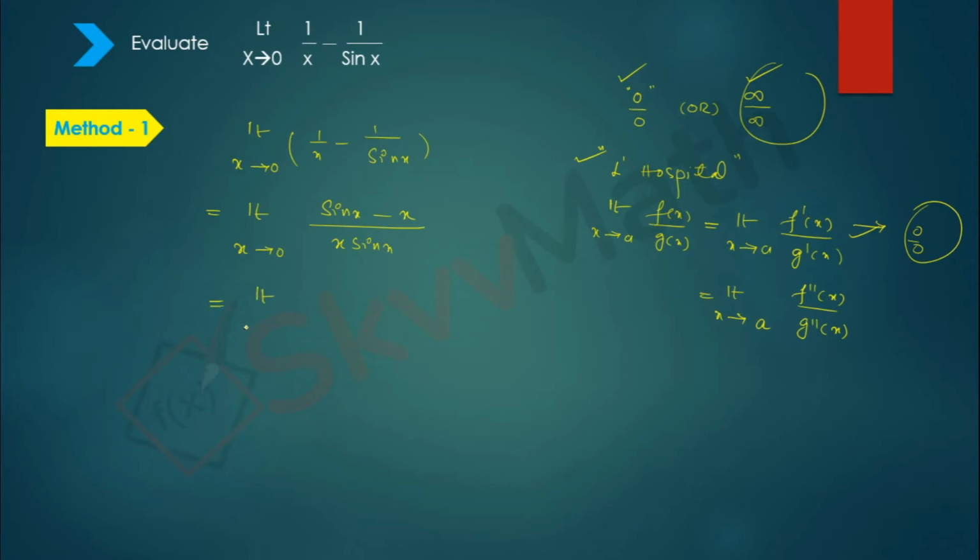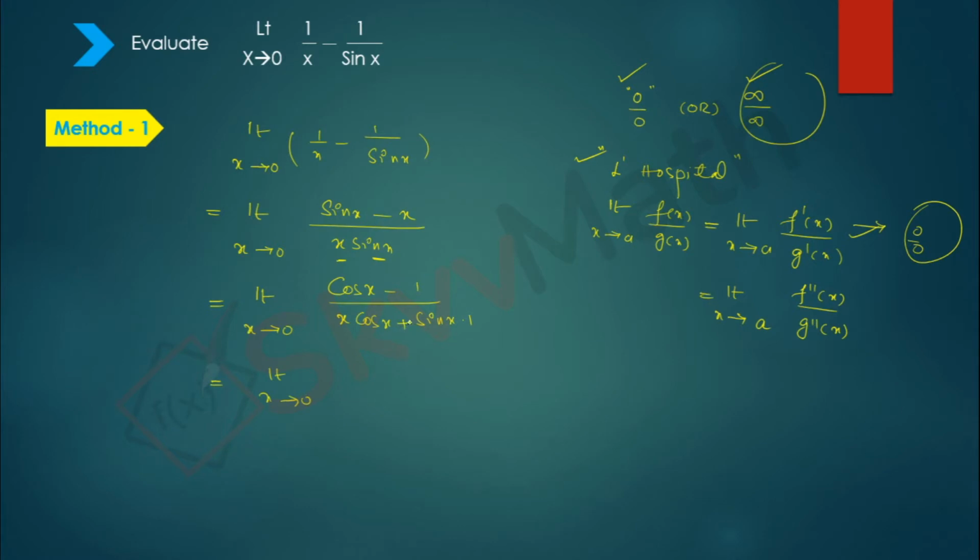Now this is limit x tends to 0: sin x derivative is cos x, minus x derivative is 1. For the denominator x into sin x, we apply u into v: x into sin x derivative is cos x plus sin x into x derivative, which is 1. So we get limit x tends to 0, cos x minus 1 by x cos x plus sin x. If you substitute x equals 0 again, cos 0 is 1, minus 1 is 0, and the denominator is also 0. Yes, we once again get 0.